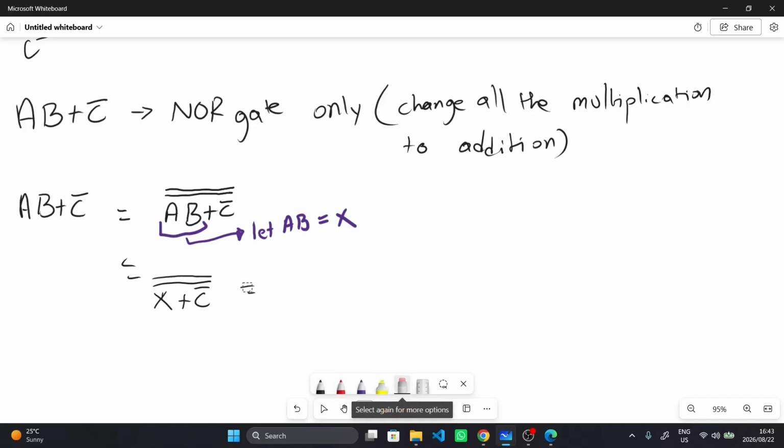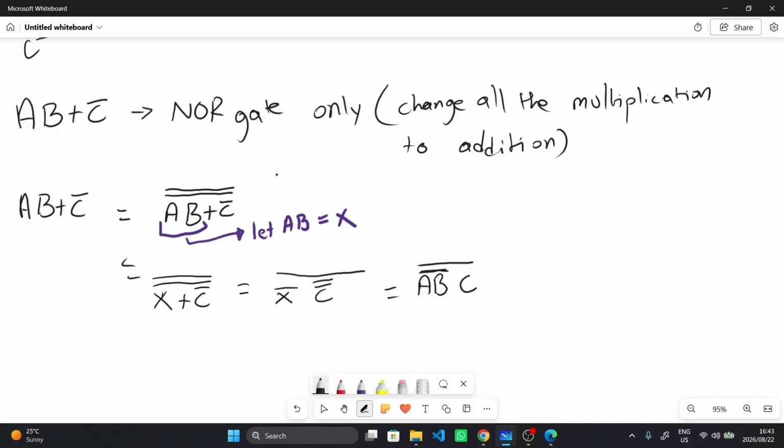And then we break that down, so that will be x naught times c naught naught, right? So we can say this is going to be ab naught c naught, right? So now this whole thing is multiplication, correct?